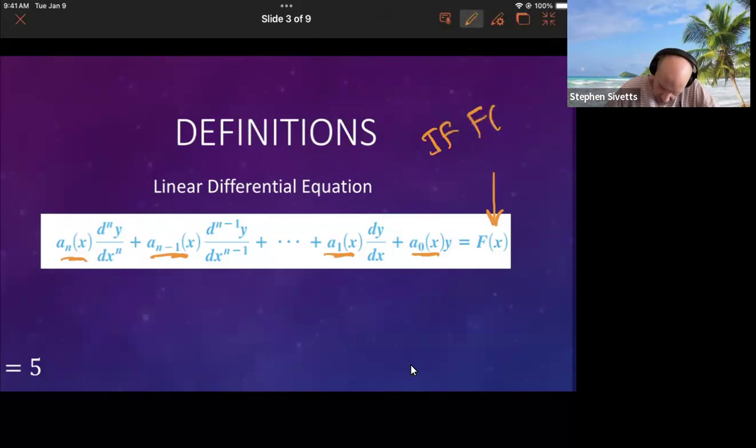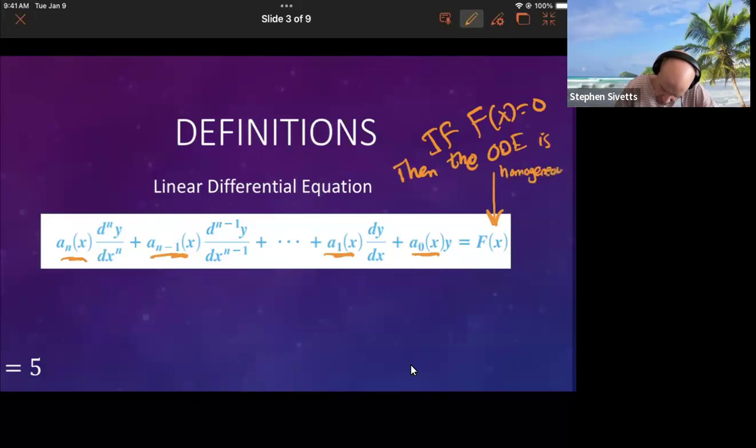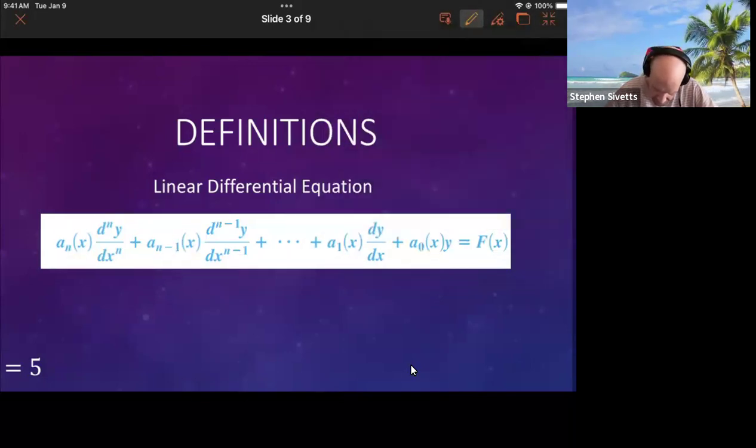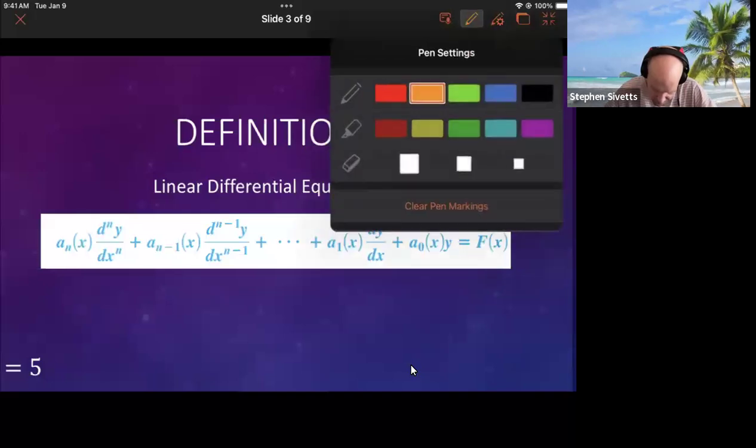If the capital F of x is 0, then the ODE is called homogeneous. It's what's called a homogeneous differential equation. I'm pretty sure I spelled that wrong. Homogeneous. Okay.